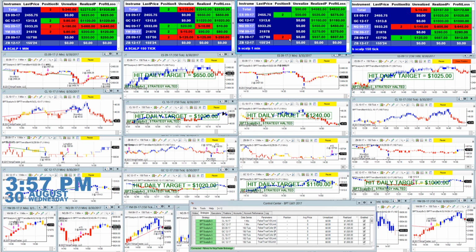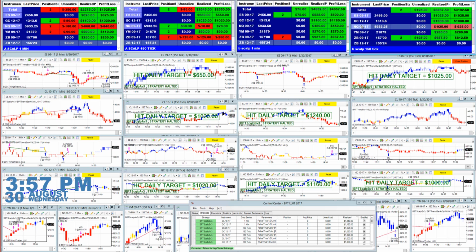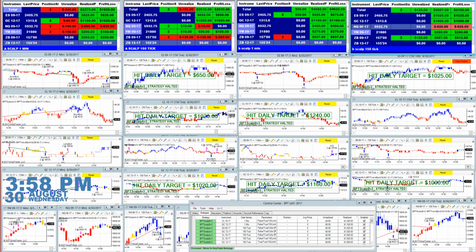But I want to highlight something about the NASDAQ today. We can see on the 150 ticks, the NASDAQ took a lot of beating today. And this is what a lot of traders don't pay attention to, that everything is in the green except the NASDAQ on the 150 ticks.